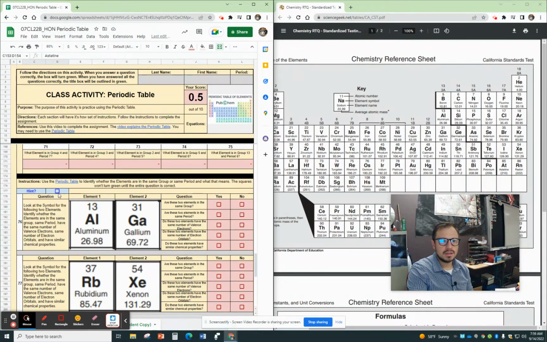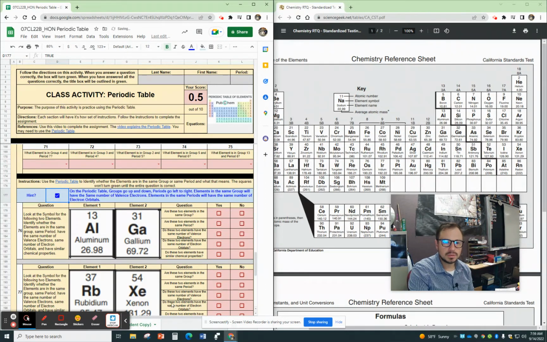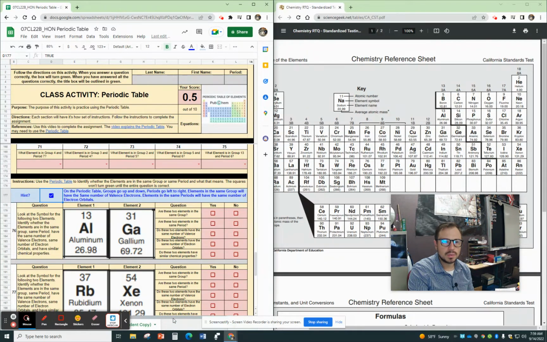So let's see here. On the periodic table, groups go up and down, periods go left to right. Elements in the same group will have the same number of valence electrons. Elements in the same period will have the same number of electron orbitals. So look at the symbol for the following two elements. Identify whether the elements are in the same group, same period, have the same number of valence electrons, same number of electron orbitals, and have similar chemical properties.